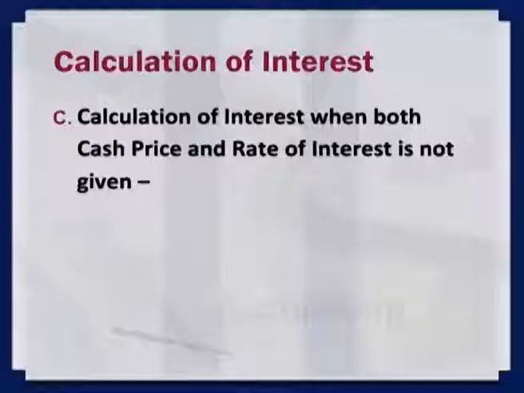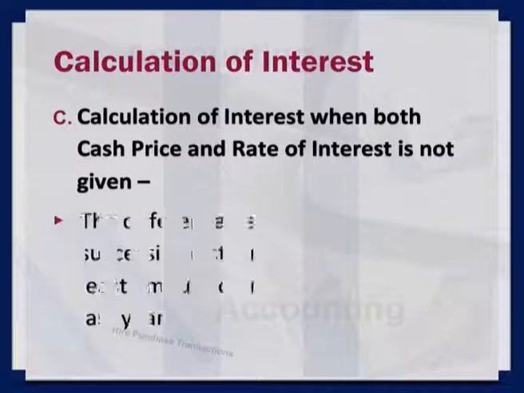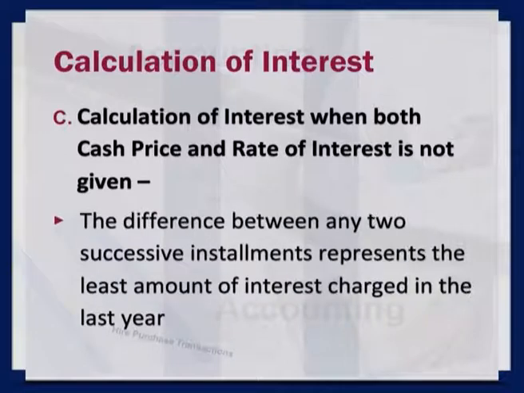Well, since in practice the sales will be taking place on different dates each year, not at the beginning of the year. The third situation where we need to calculate the interest is where both cash price and the rate of interest are not given. So, the difference between any two successive installments represents the least amount of interest charged in the last year.